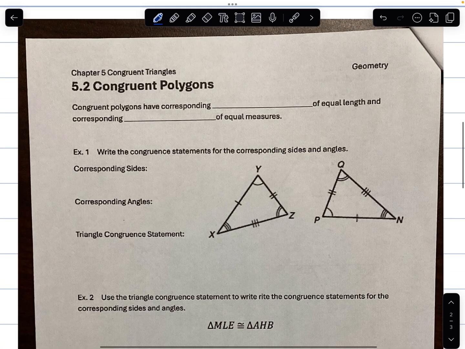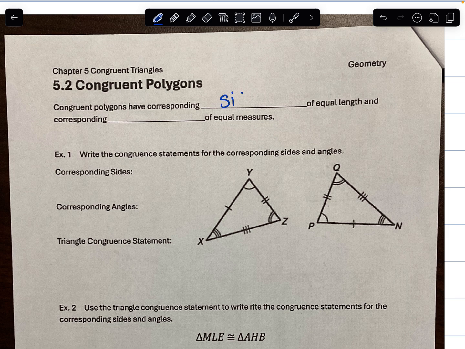So, first part, congruent polygons have corresponding sides, which means they have equal length, and corresponding angles of equal measure. Right, so if we know two triangles are congruent, three sides have to be equal. That doesn't mean all three sides are equal to each other, but the three sides are equal to the other three sides, and then the three angles are also congruent. So the first thing we're going to do is go through and name my corresponding sides.